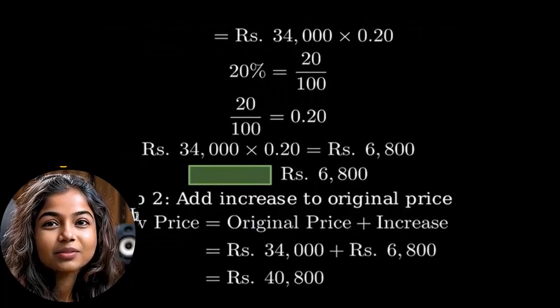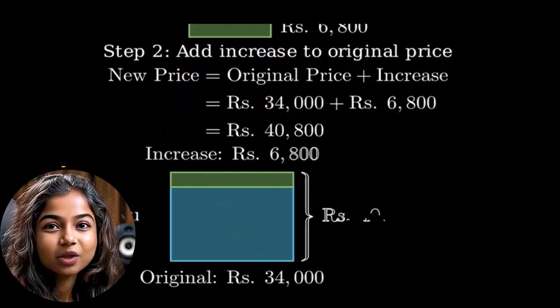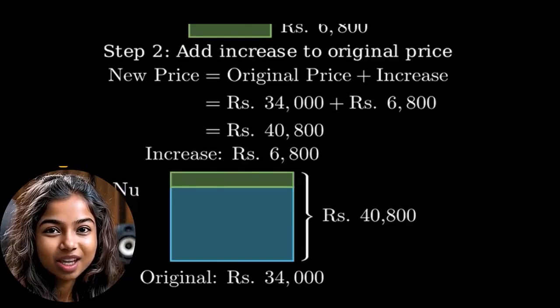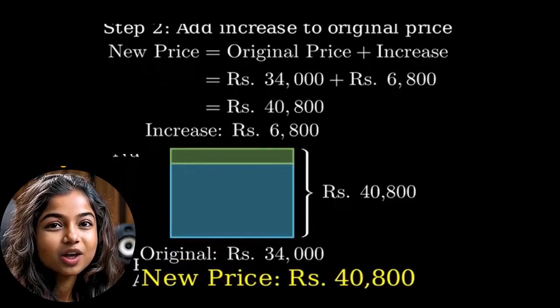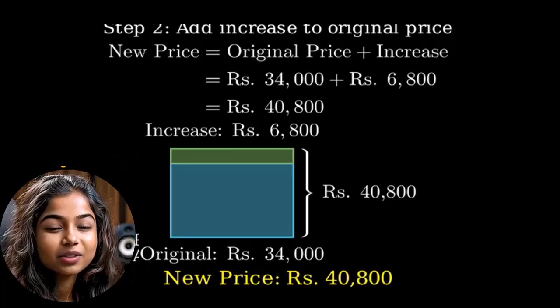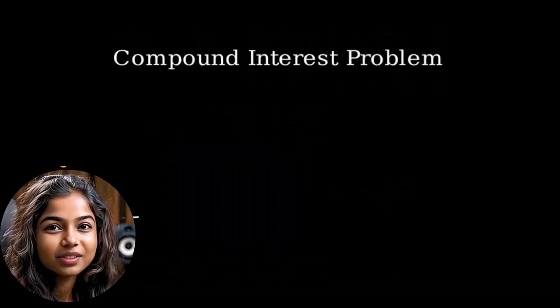Let's visualize this increase. Here's the original price of 34,000 rupees, and here's the increase of 6,800 rupees. Together, they make the new price of 40,800 rupees. Therefore, after a 20% increase, the new price of the motorcycle is 40,800 rupees. This shows how we can calculate percentage increases by first finding the increase amount and then adding it to the original value.